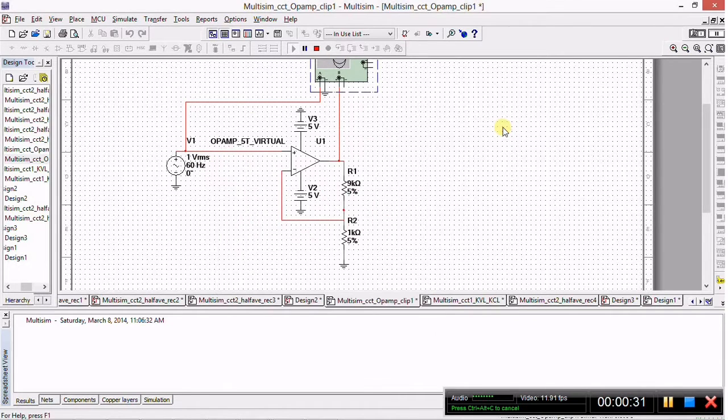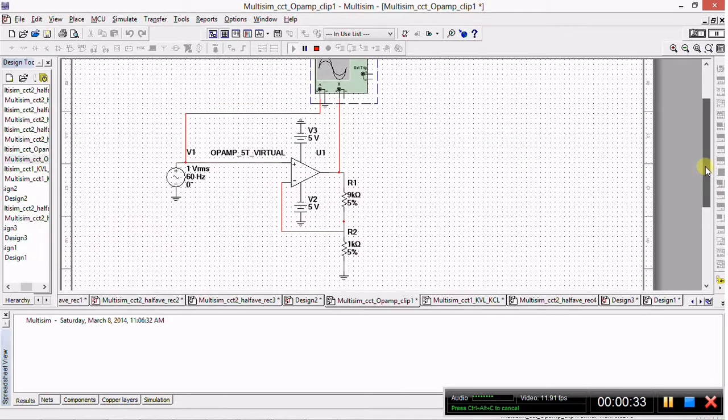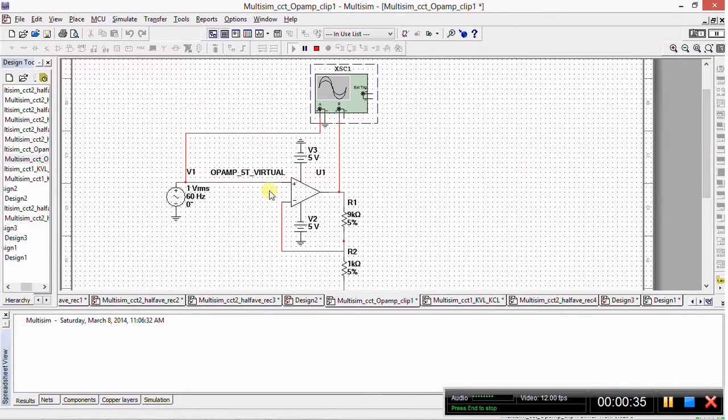Let's start by viewing what the final circuit looks like. As you can see, op amps are driven by two input pins inverted to one another, positive and negative. Today we'll be using an input at the positive terminal, the non-inverting terminal, and the input is going to be a 1 volt RMS sinusoidally varying waveform.